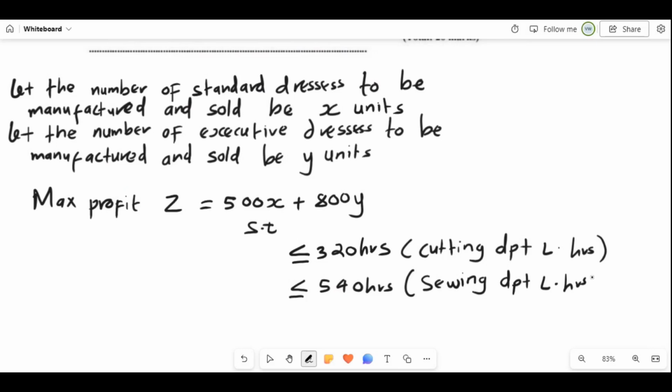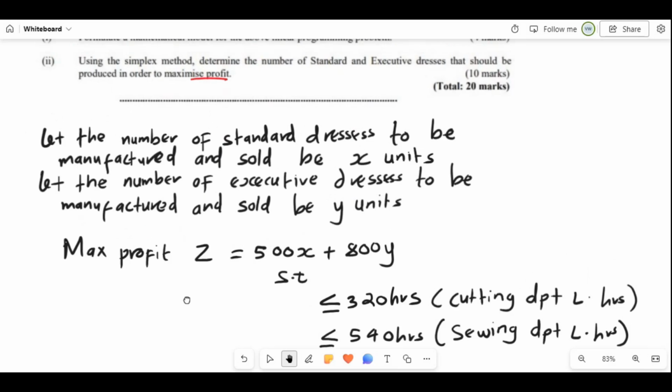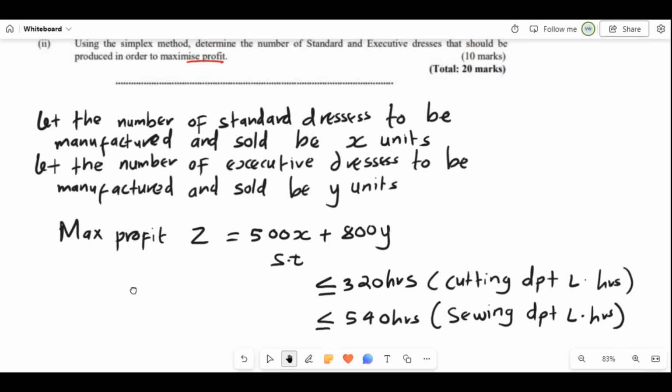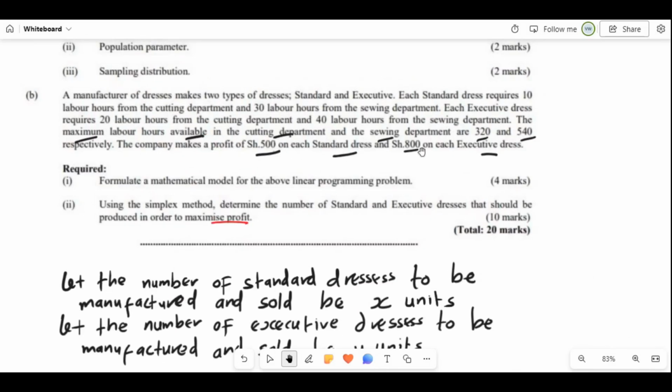So if this is sewing department labor hours and cutting department, we need to know for every unit of the two products, to produce 1 unit of the standard dress, how many hours are needed? Each standard dress requires 10 labor hours from the cutting department and 30 labor hours from the sewing department.